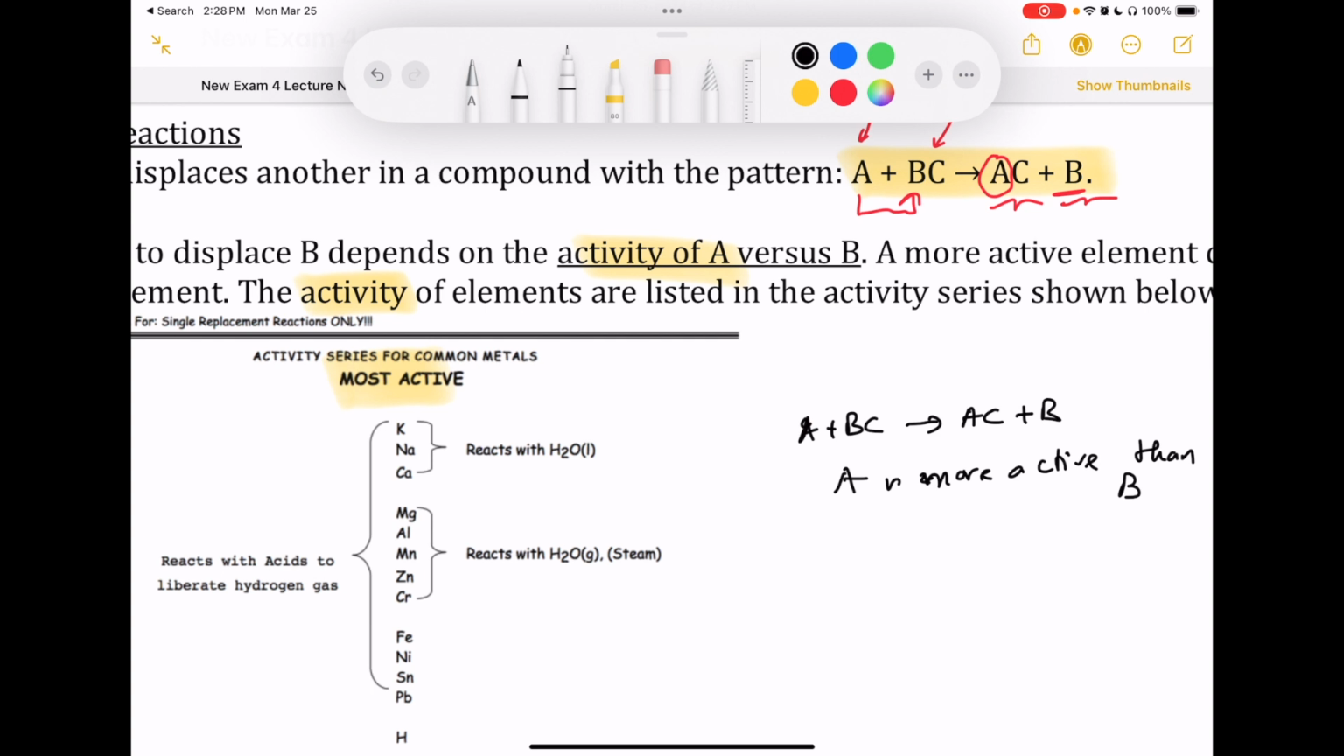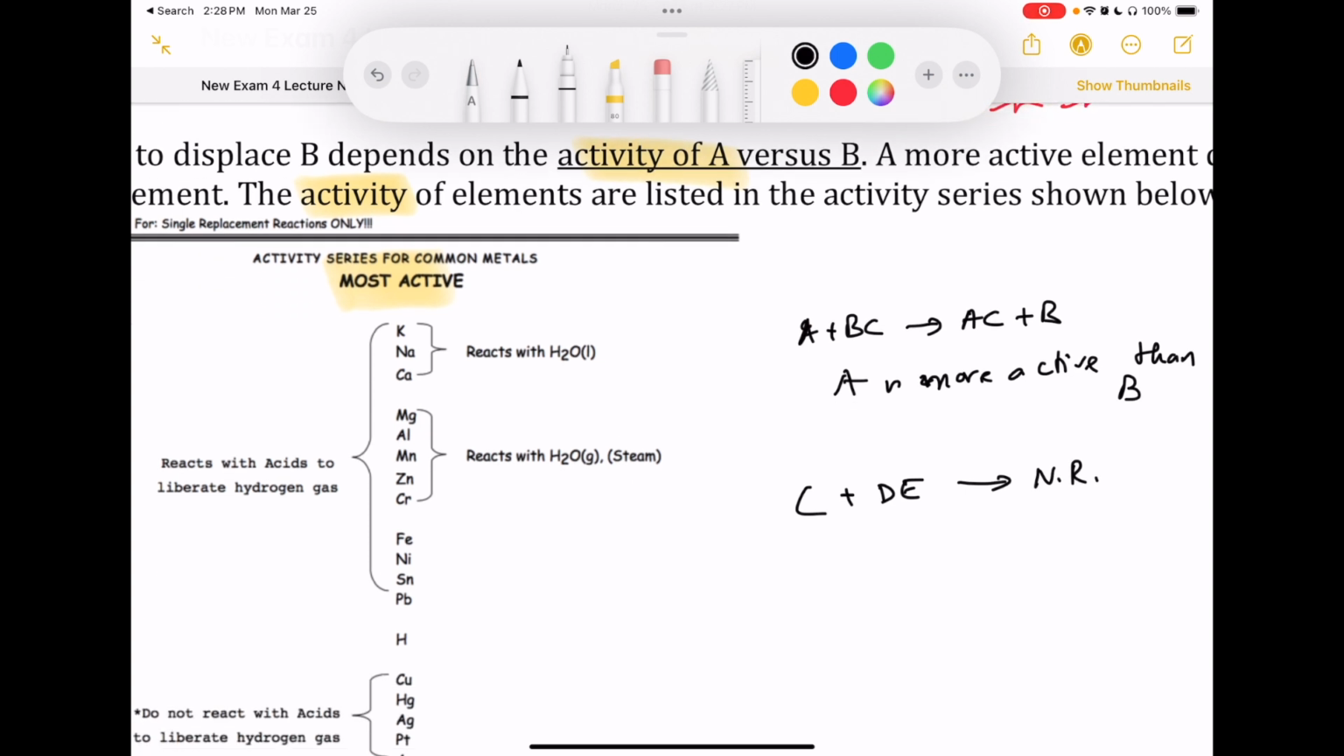Now, if you, on the other hand, run a reaction that looks like this, let's say C plus DE, and you don't get anything, so we write an R here to indicate that there's no reaction. So if you do it that way and you don't get a reaction, that tells you that C is less active than D. Okay, so notice that the things we're comparing is the element and the cation. So same here, element and the cation. And we're trying to compare the two in the form of an element to see how active they are relative to each other.